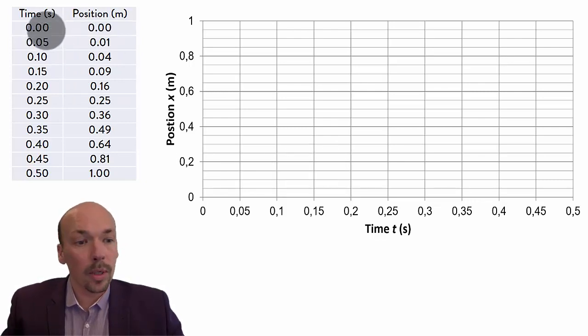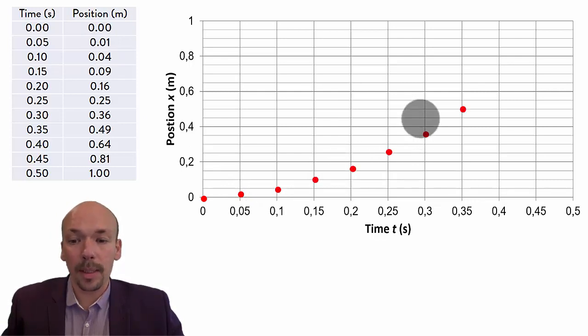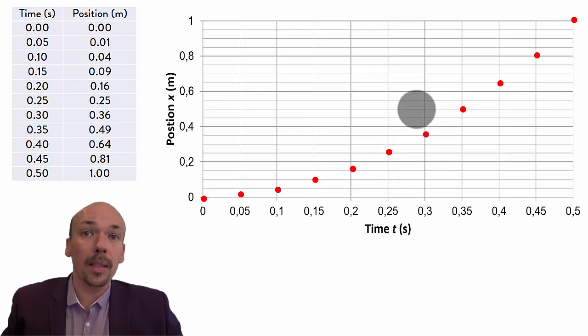So we put one point at 0, 0. Like here. Then the next one on 0.05, which is 0.01. So it goes a little bit up. And as you can see, these points you have to put in the graph, and it will look something like this. Now you're not done yet.